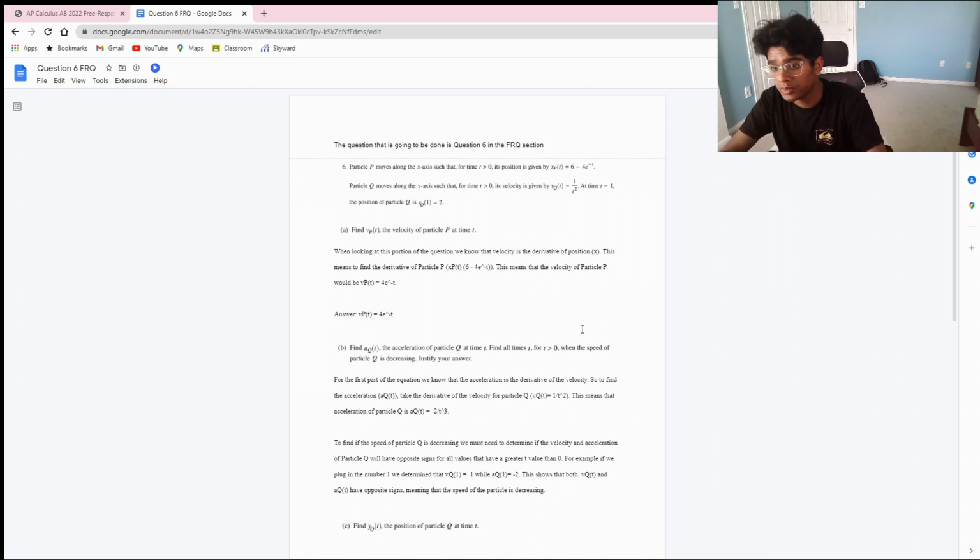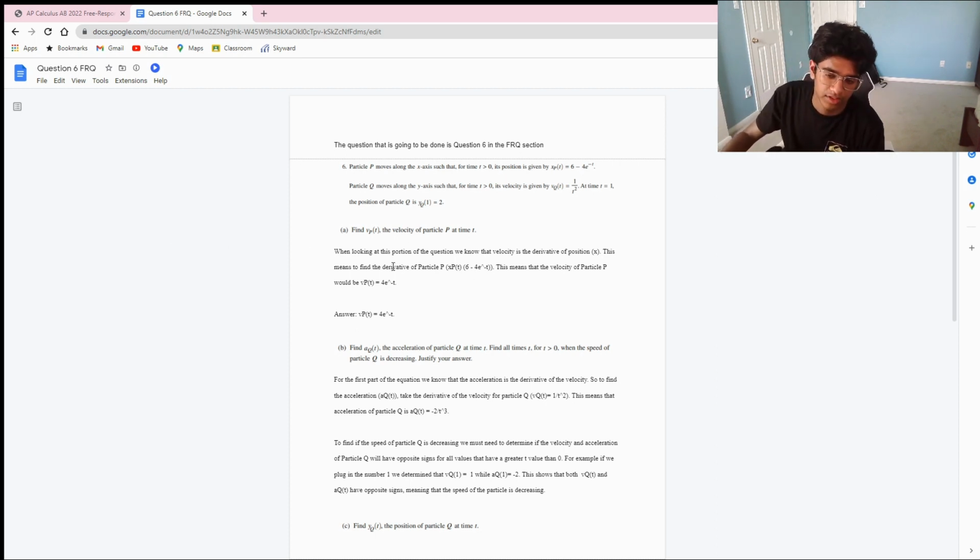For particle P, we know the equation for its position at time t. For particle Q, we know its velocity, and we know its position at 1 second within the time.